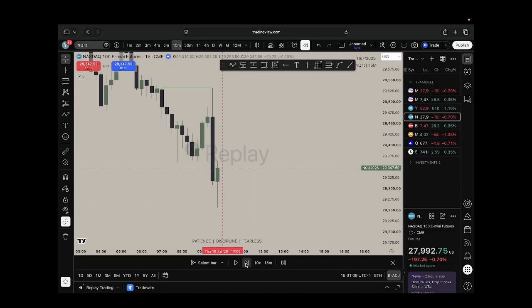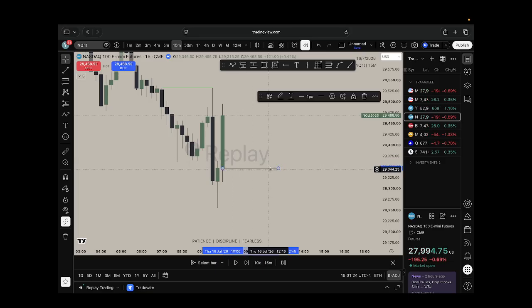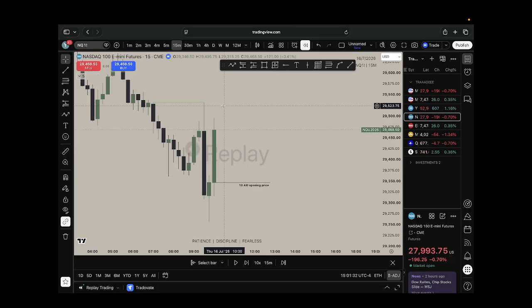So once 10 a.m. opens here, you can see right here. Every morning I also mark out the 10 a.m. opening price, which is going to be right here. I can type this out for you guys. This is 10 a.m. opening price.